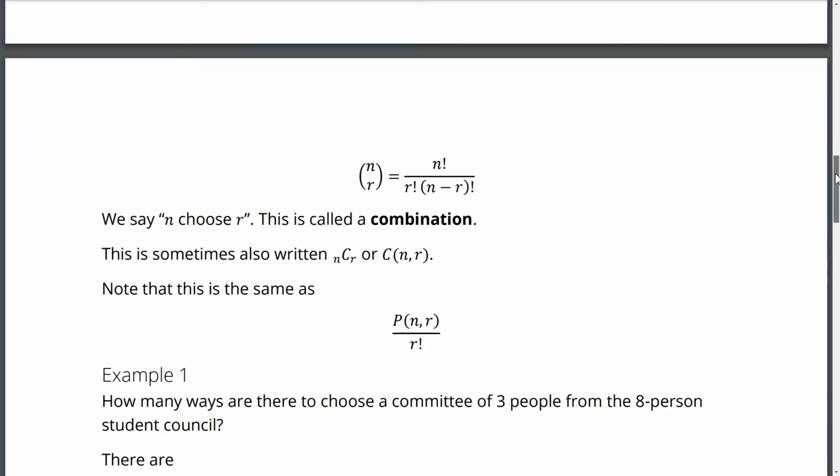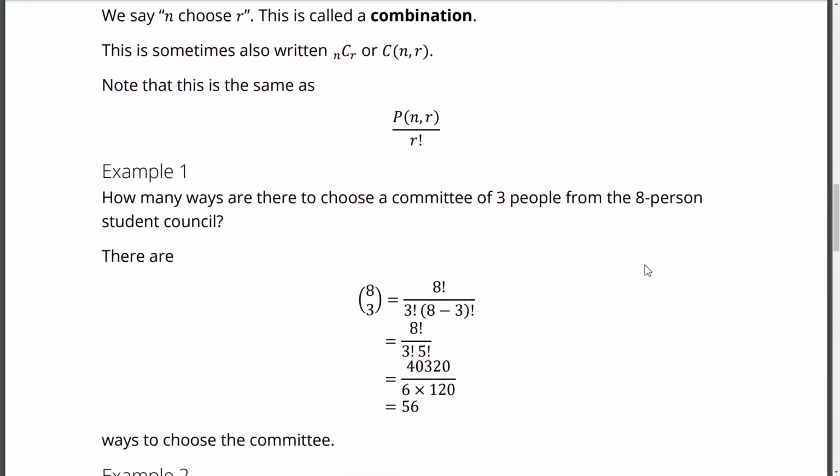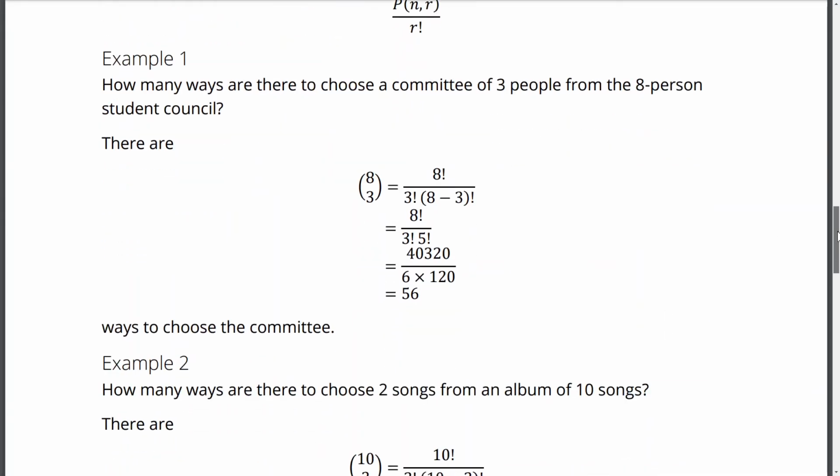So let's solve some of these questions all the way then. Here's example 1. How many ways are there to choose a committee of 3 people from the 8-person student council? We have 8 choose 3. That's 8 factorial over 3 factorial times 8 minus 3 factorial. You can simplify that bracketed bit there. 8 factorial over 3 factorial, 5 factorial. And once you work that all out, you get 56 different ways to choose the committee, a lot less than the 336 that the permutation formula would give us for different arrangements of 3 people.